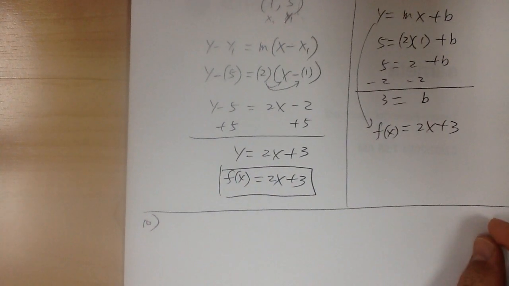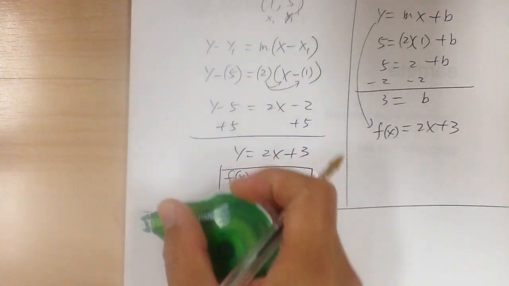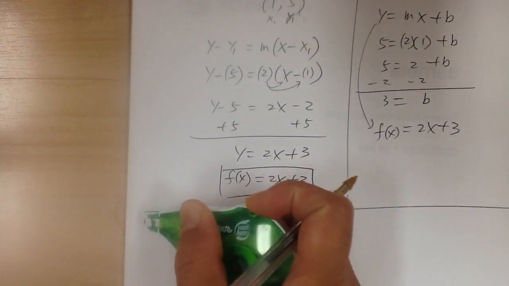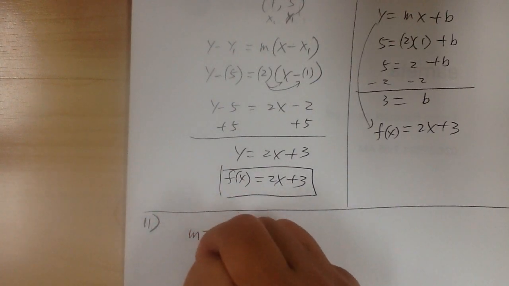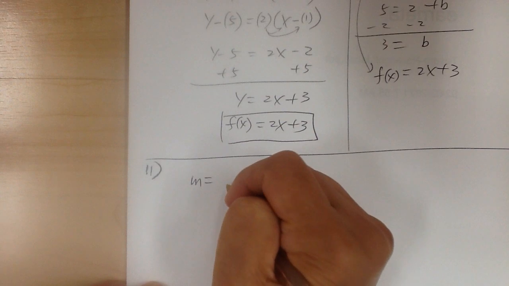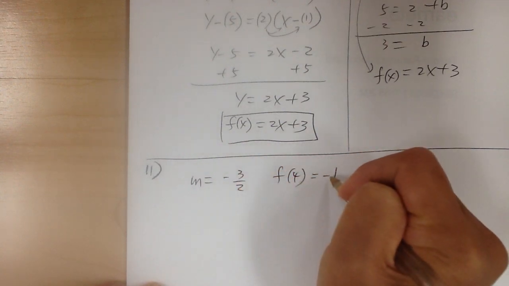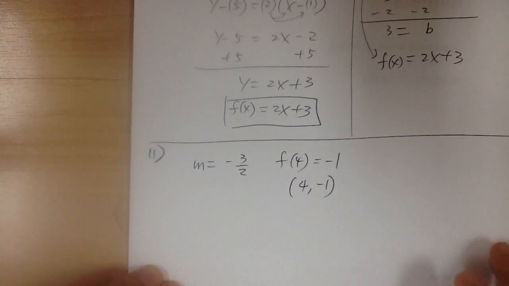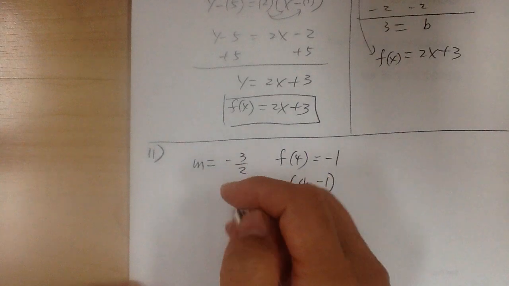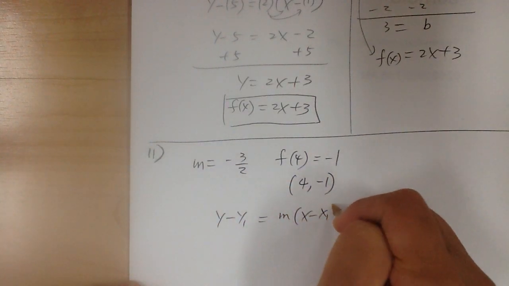Number 11. You got m equal to negative 3 over 2, f of 4 equal to negative 1. So this is the point 4 comma negative 1. So you can use the point slope form: y minus y1 equal to m times x minus x1.